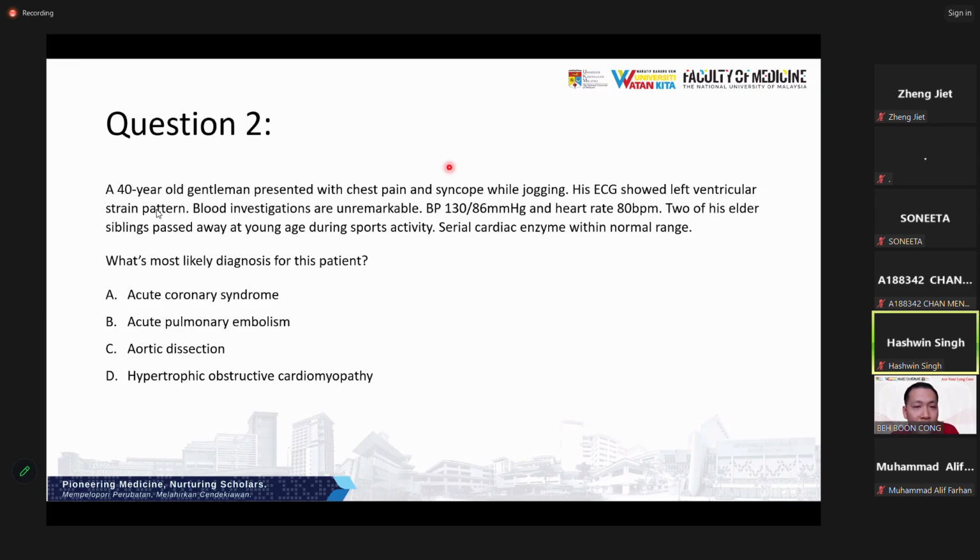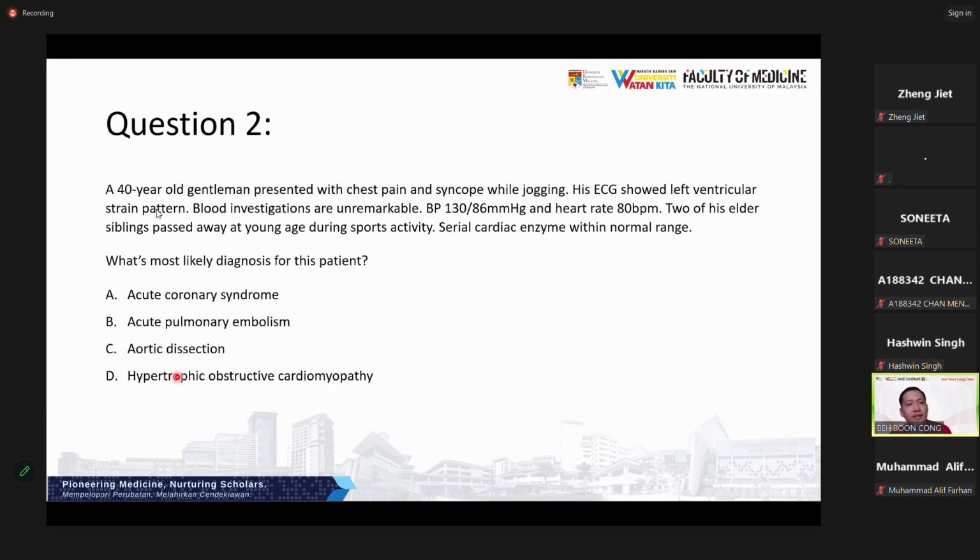D. B or D? D, doctor. Why? Because as you explained just now, doctor, this patient had sudden chest pain and syncope on exertion, and his ECG shows a left ventricular strain pattern, which could mean that there is hypertrophy, and also two of his siblings passed away at a young age. So all of these point to hypertrophic obstructive cardiomyopathy. It can be HCM or HOCM, with obstruction or without obstruction.